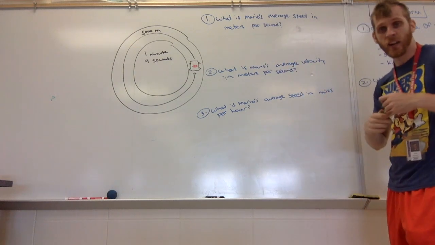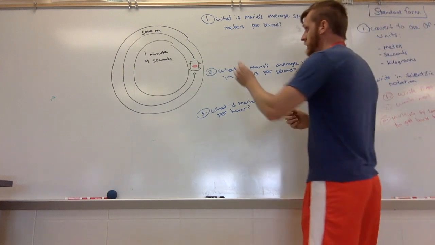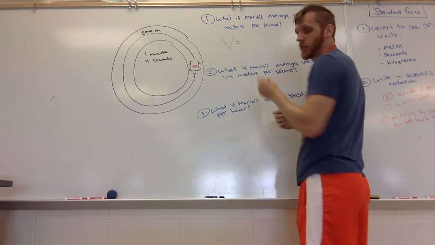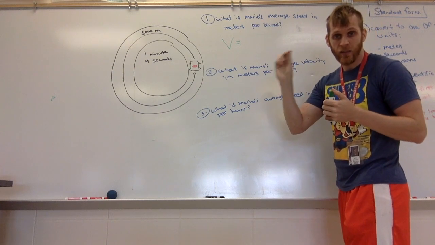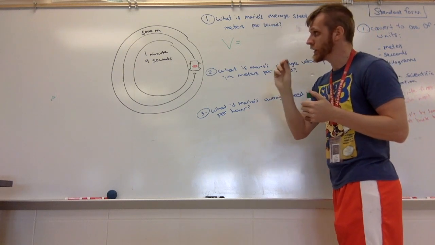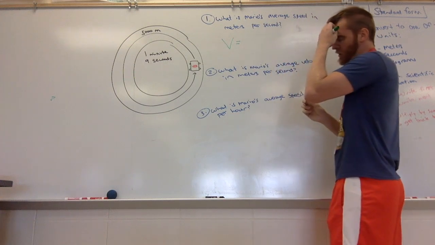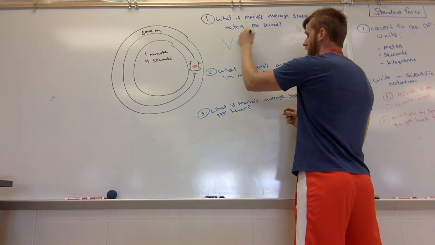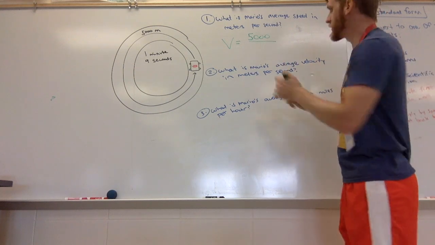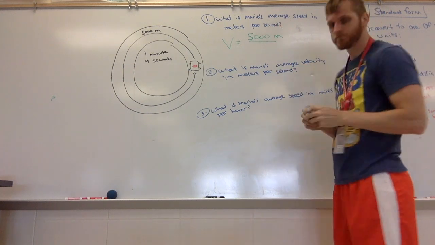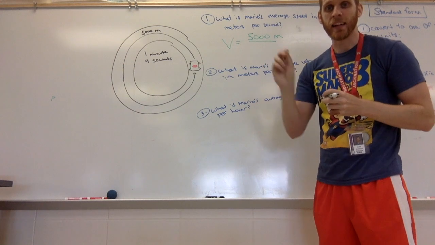The equation for average speed, a lot of times speed is labeled as v, is just distance divided by time. It's the distance traveled divided by time. The distance traveled is 5,000 divided by time. But we want meters per second, so we want 5,000 meters divided by the time in seconds.